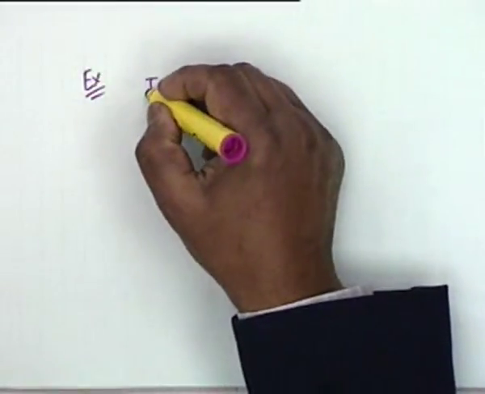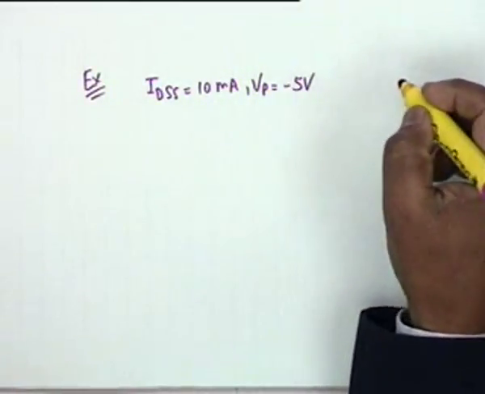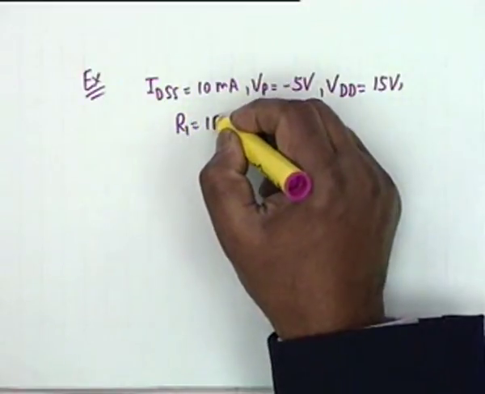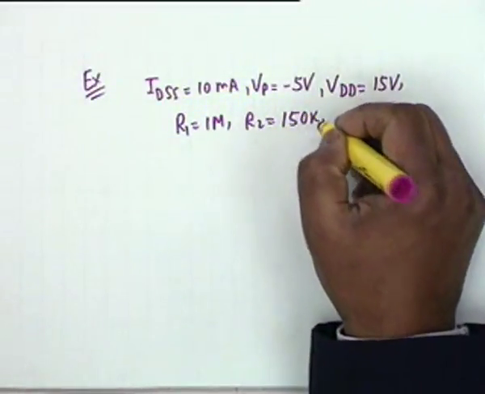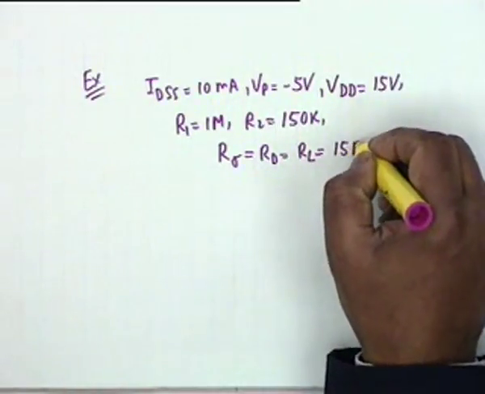We shall then consider the same example that we had considered for the CS amplifier, where C sigma tends to infinity, that is, R sigma short circuited. Can you have the formula for R? No, I have not derived it, therefore you have to derive it yourself. Consider the same example. What was the example? IDSS was 10 milliampere. VP is minus 5 volt. VDD is 15 volt. R1 is 1 meg, R2 150K. R sigma equal to RD equal to RL equal to 15K.